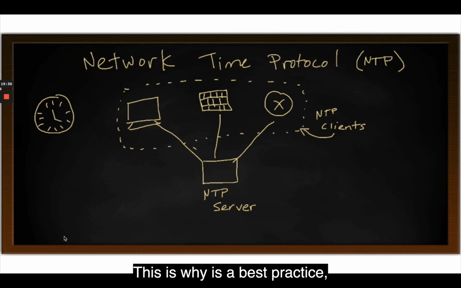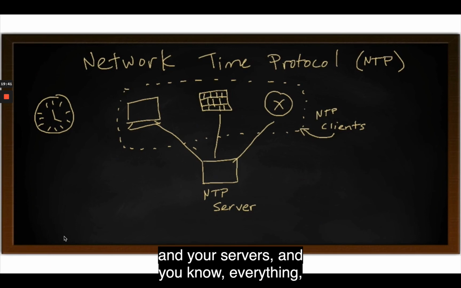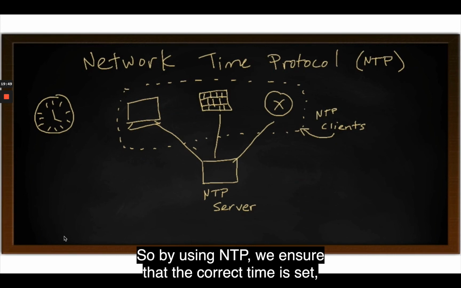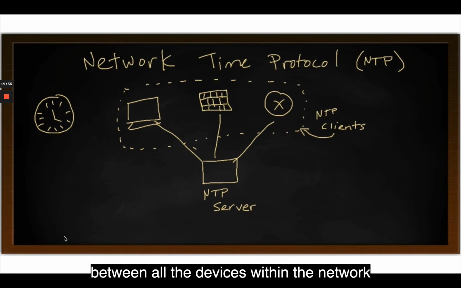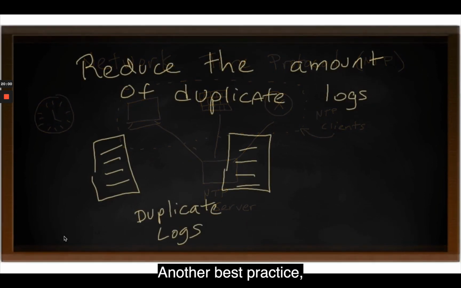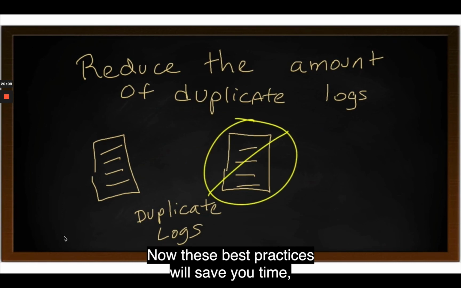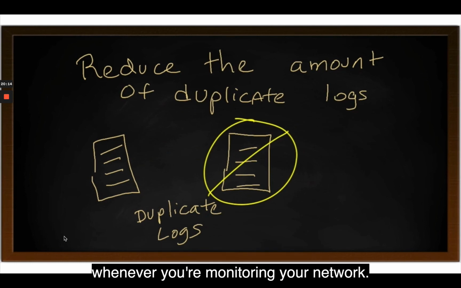This is why it's a best practice that you should configure all network devices and your servers and everything to use network time protocol or NTP. So by using NTP, we ensure that the correct time is set, and it's also synchronized between all the devices within the network and all the sources of telemetry. Another best practice is to try to reduce the amount of duplicate logs, right? Now, these best practices will save you time and will also increase your operational efficiency whenever you're monitoring your network.